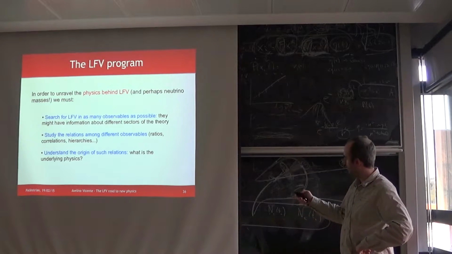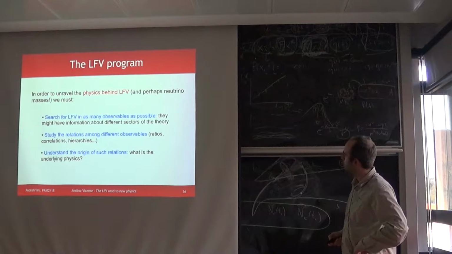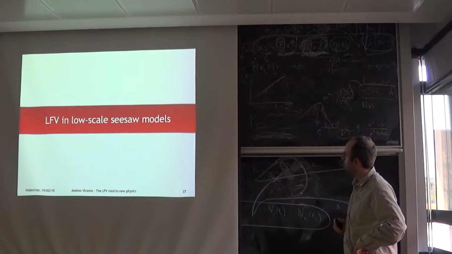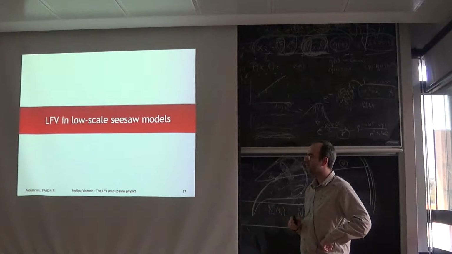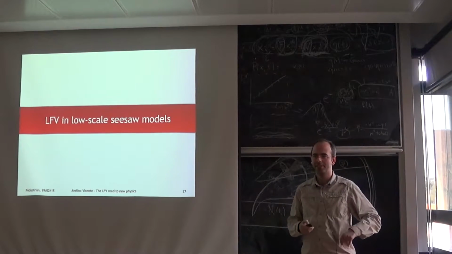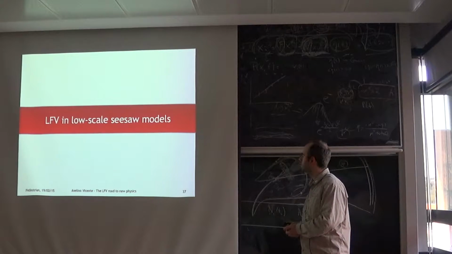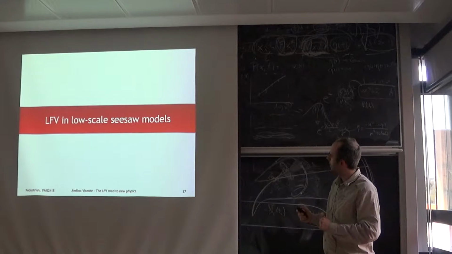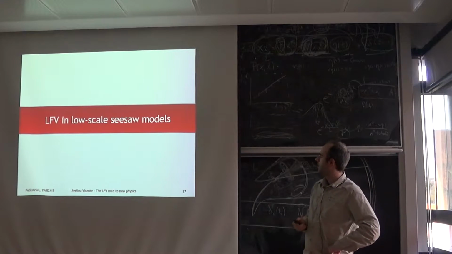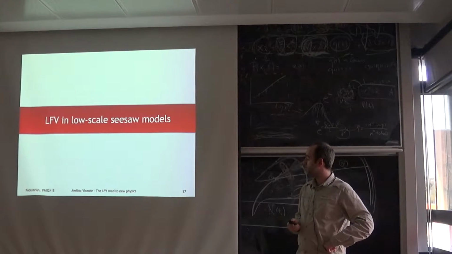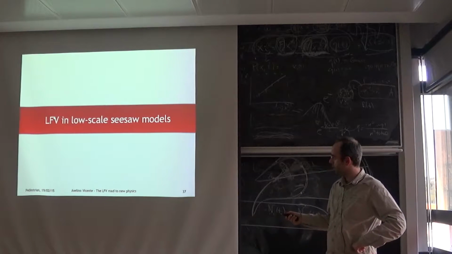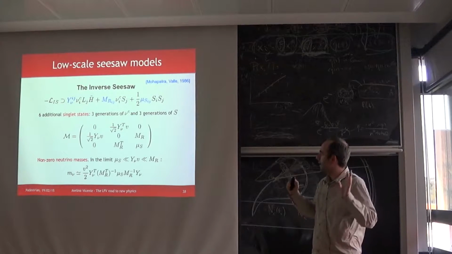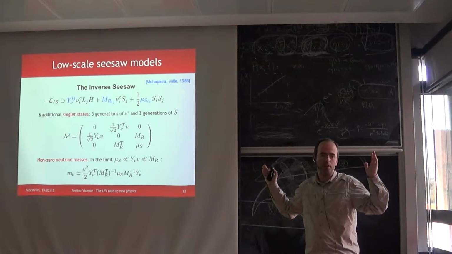So this is basically the main lesson that I want you to take home about lepton flavor violation. Now I think I'm doing fine with time, so let me move to more detailed parts of the talk. First I want to discuss something that has been in the literature recently, and there have been many papers on this, which is lepton flavor violation in low-scale seesaw models. And first of all, let me define what is a low-scale seesaw model.